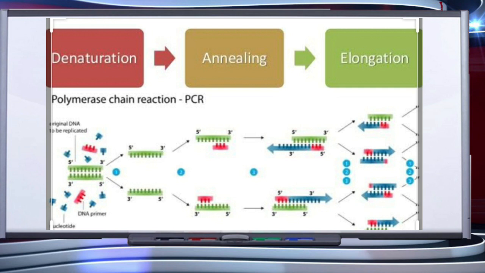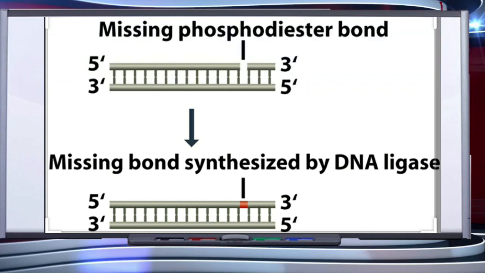Third step is extension. It is done by DNA polymerase by adding nucleotides complementary to the template in the reaction. These steps are repeated many times to obtain several copies of the desired DNA. So this is amplification of the gene of interest using PCR.